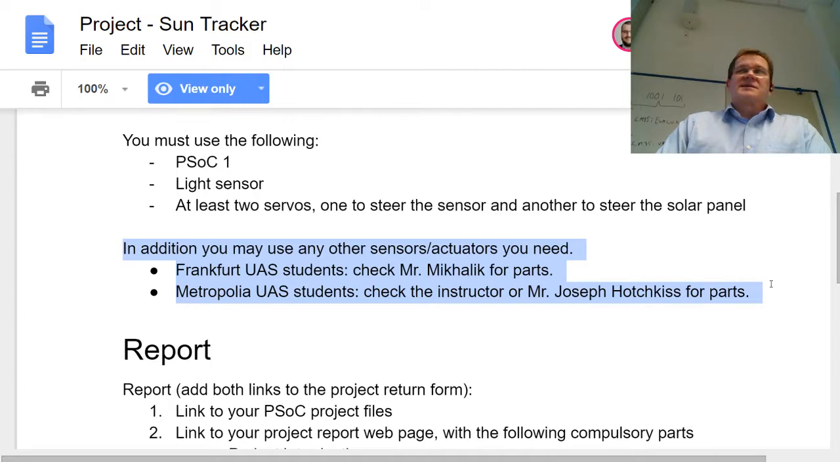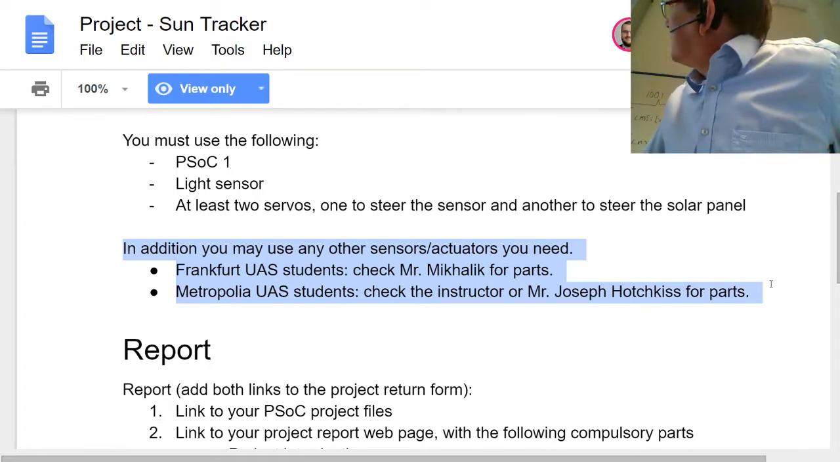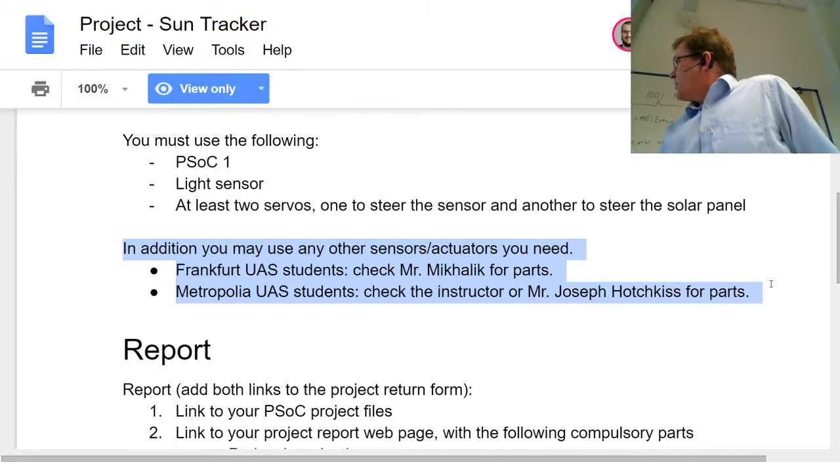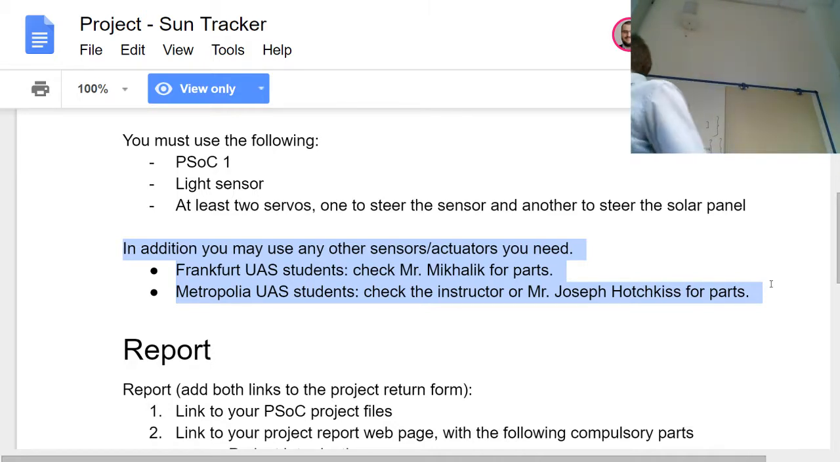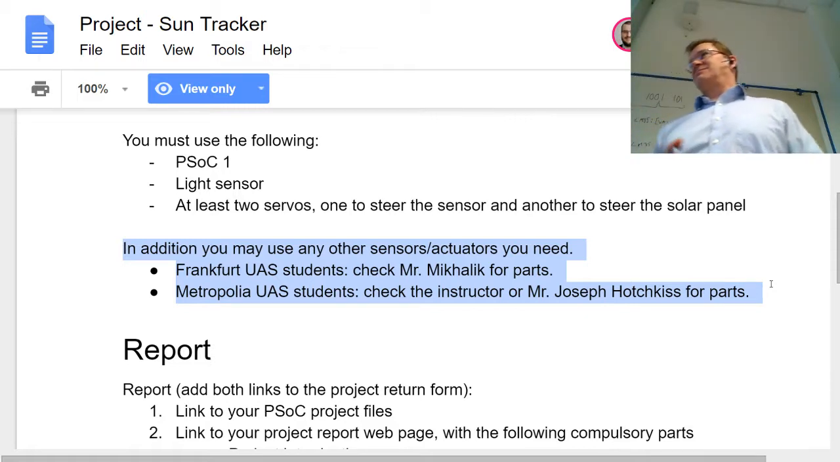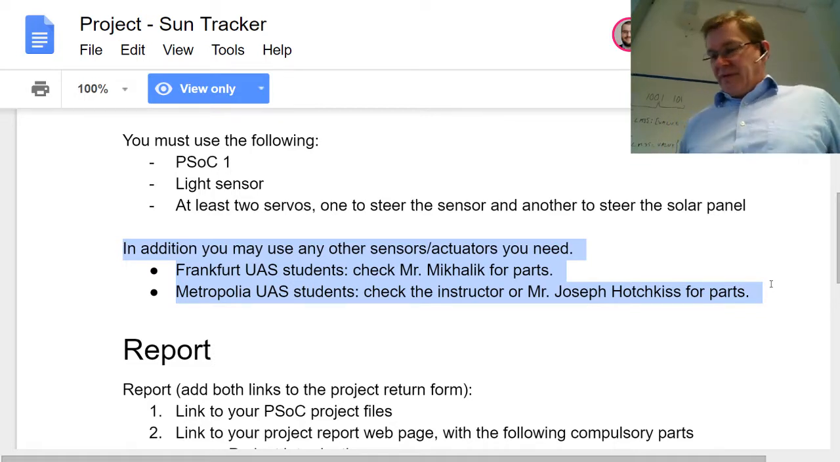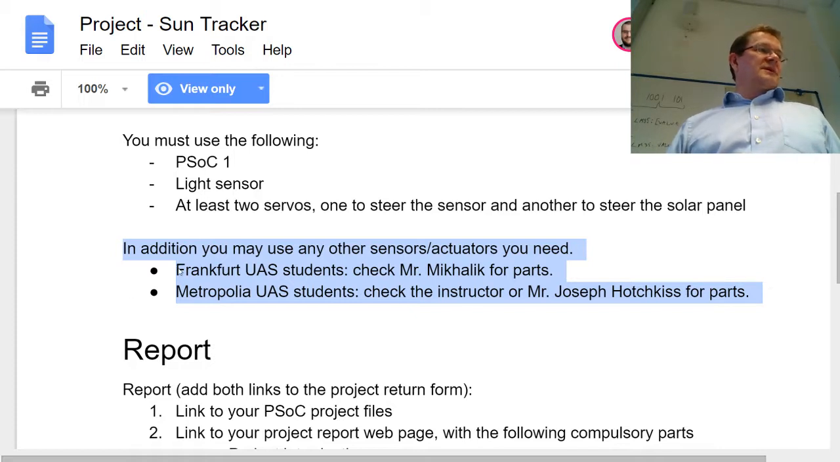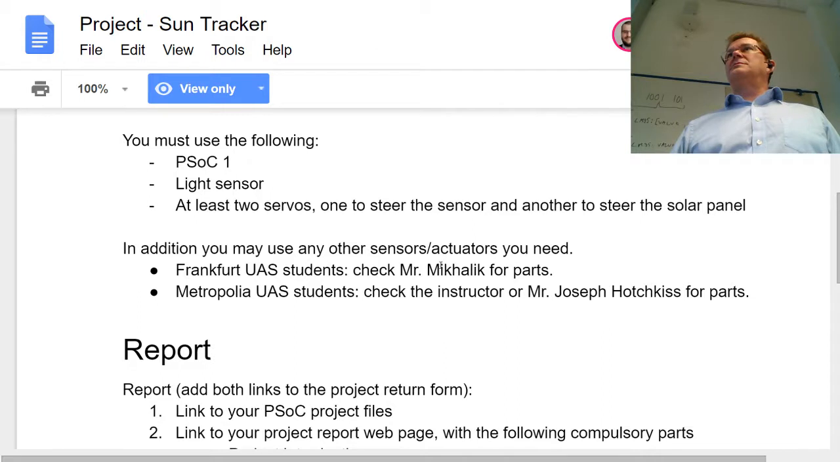Okay, so yes, you can use any other sensors and actuators. About that one, you don't need the real solar panel. This is a proof of concept, just smaller servos. It's a feasibility kind of thing. If you can do it on a small thing, then of course the bigger thing is not that hard at all. In Frankfurt, Mr. Mikalik or Umansky, the lab engineers, can help you with the devices; in Metropolia, me or Charles.